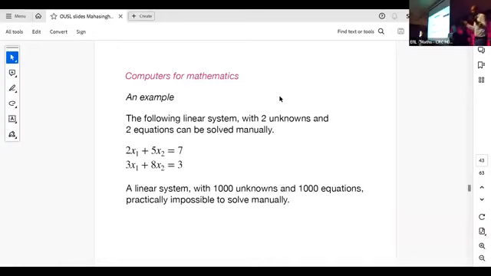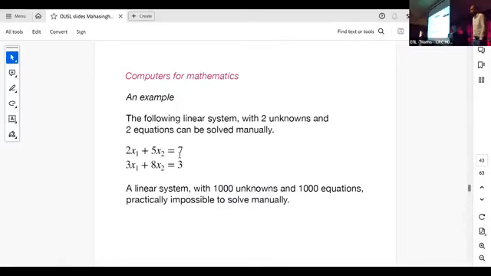You are software engineers, or one day you will become software engineers, and there is a problem. This simple problem is simultaneous equations. You all know what this problem is, right? Two equations, two variables. You can solve it manually. You see a system of simultaneous linear equations: 2x1 plus 5x2 is equal to 7, and 3x1 plus 8x2 is equal to 3. If you take a piece of paper, you can solve it readily.